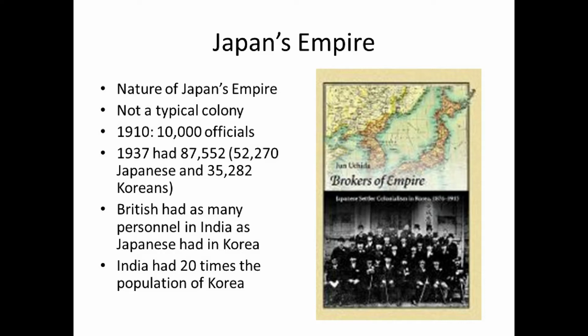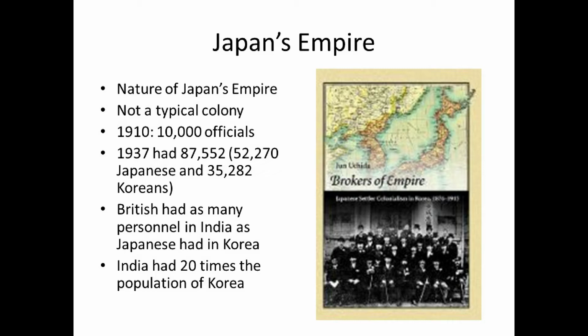Now, what's striking about this is that Britain had as many personnel in India as Japanese had in Korea. But India had 20 times the population of Korea. What that means is that on a per capita population basis, there were a lot more Japanese officials than there were in, say, a colony like India for Britain. And this shows just how deep the Japanese were committed to holding on to Korea and how deep their government penetrated into Korea.